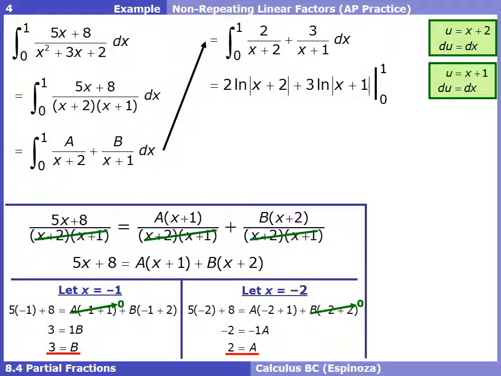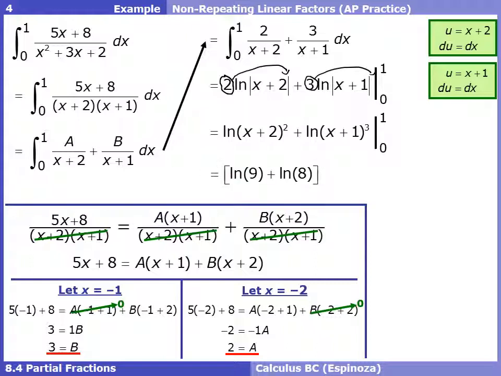And then on top of that, to make the calculations look a little nicer and easier, you're going to have to remember this little property of natural logs. If you have a coefficient on the outside of a natural log, you can move that to the inside of the natural log as a power. So I think that's a little bit nicer to look at. We have ln (x plus 2) squared plus ln (x plus 1) cubed. And now I think we can apply that fundamental theorem of calculus.